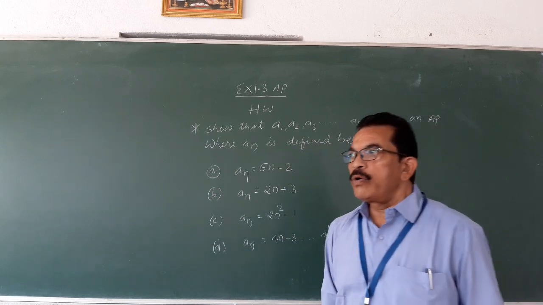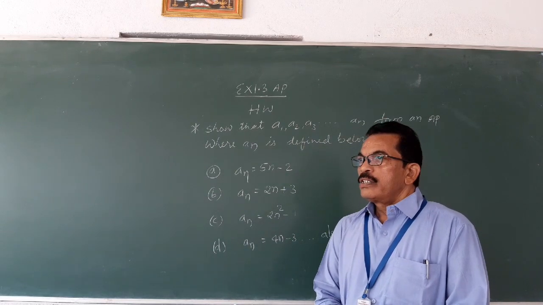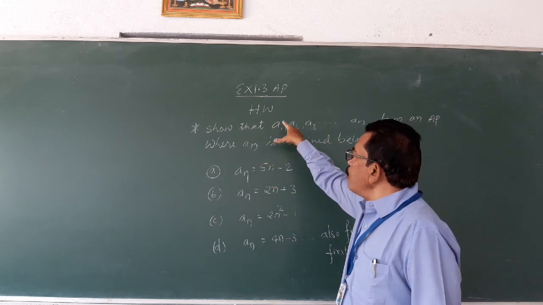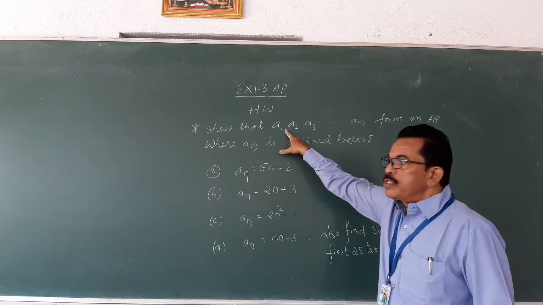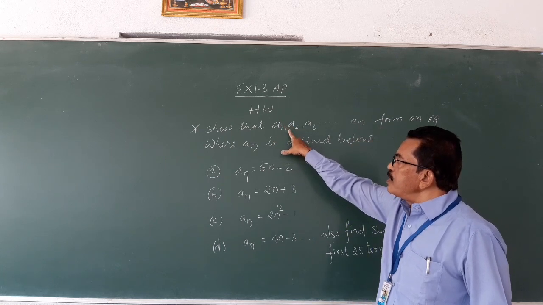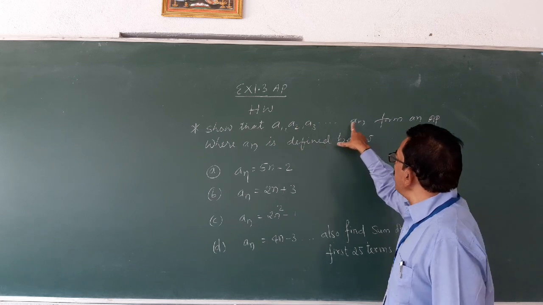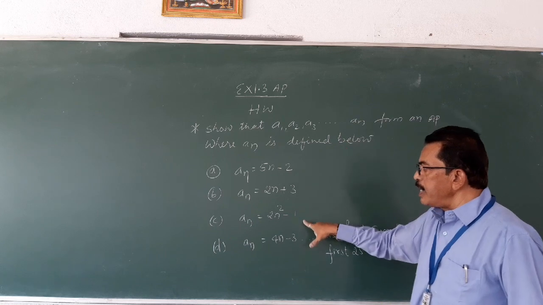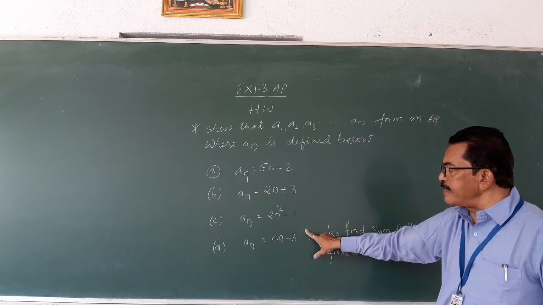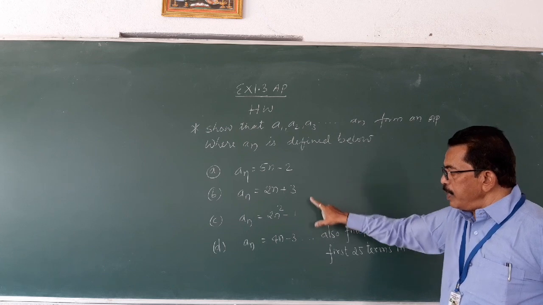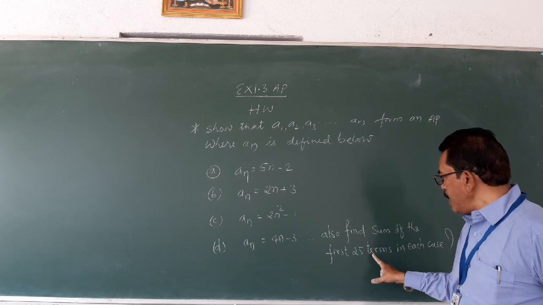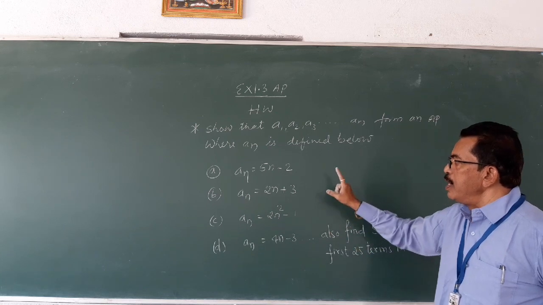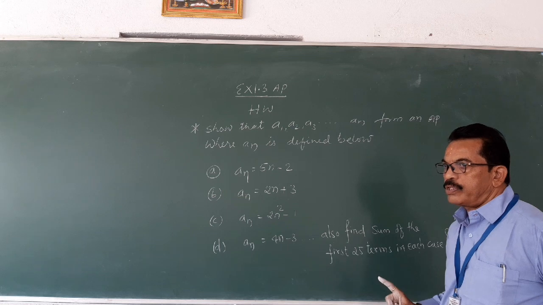See, so far we have completed 4 sums. After completion of 4 sums, now I am going to give the homework related to those sums. The first one: show that a1, a2, a3 form an AP where an is defined below. The an terms are given below in all the 4 cases. You have to form an AP in all the cases and find the sum to 25 terms in each case.